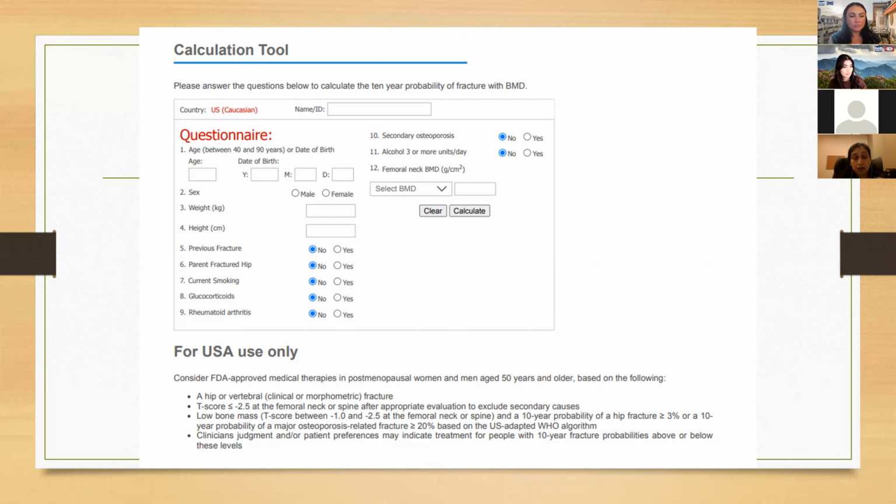And so if you have a T-score in that osteopenia range, you need to calculate the score to figure out if they meet criteria for treatment. And if those numbers match the numbers that I had mentioned, then they would qualify as osteoporosis and would require treatment.